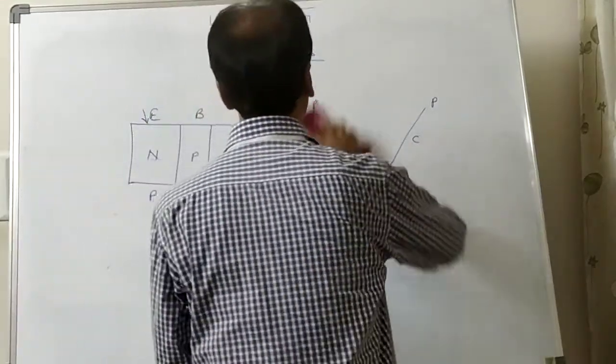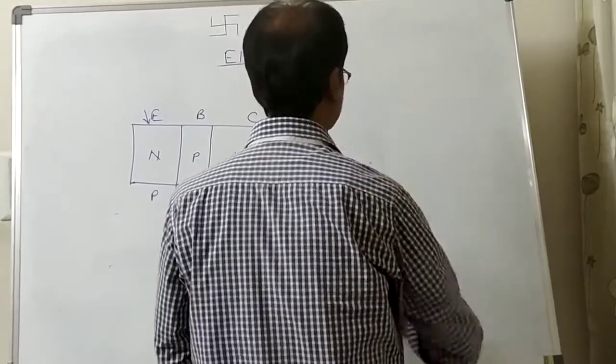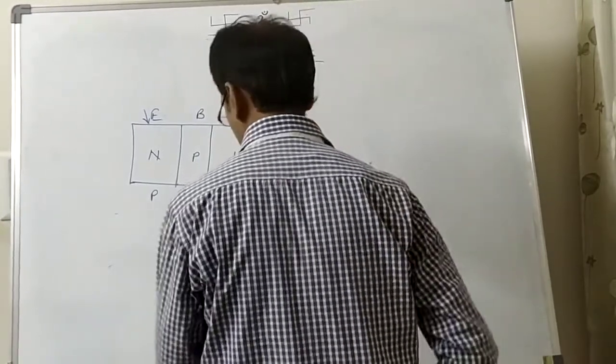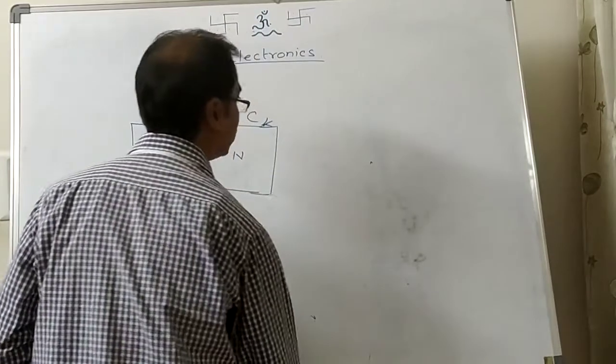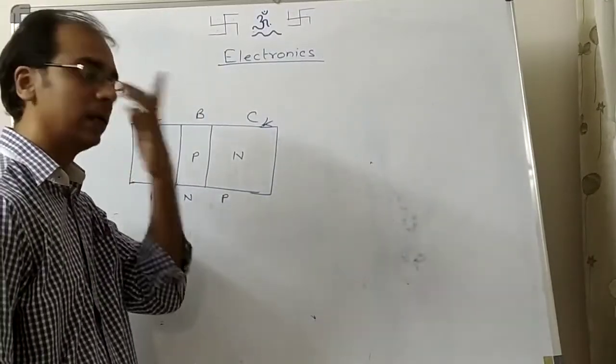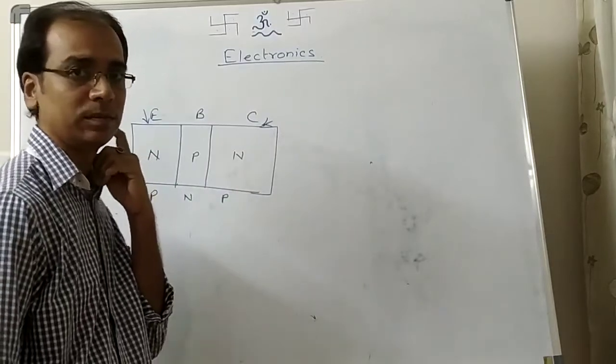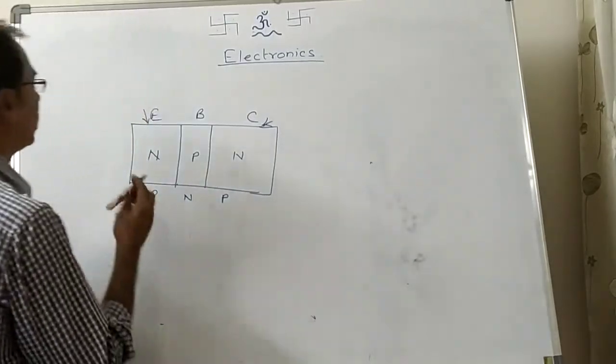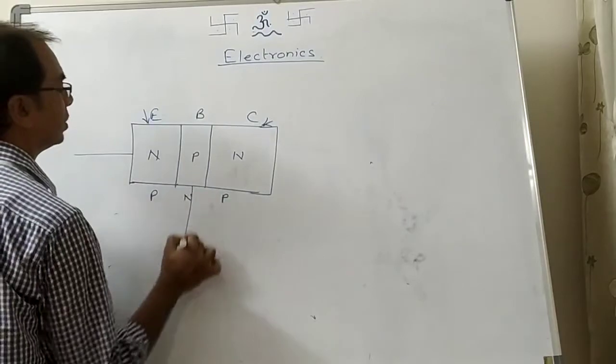Let us see the working or operation of this transistor then. Now in a transistor, the emitter is always placed in forward bias, and the collector is placed in reverse bias. Now how many terminals are there? We say there are 3 terminals.